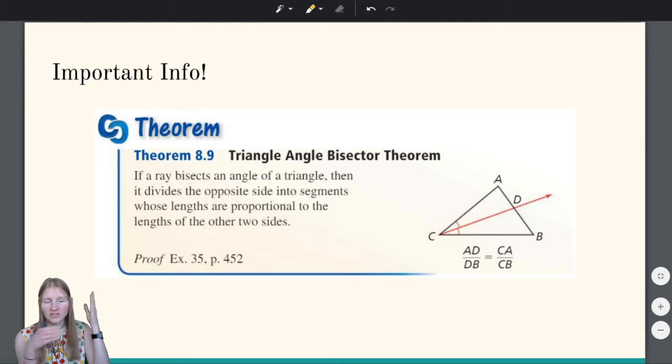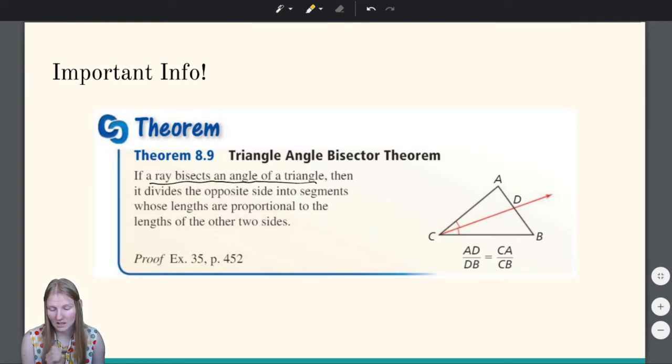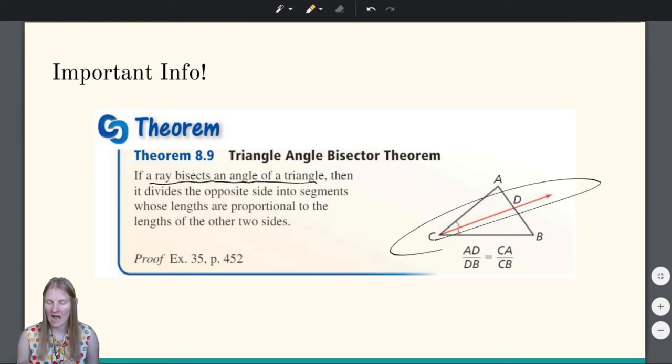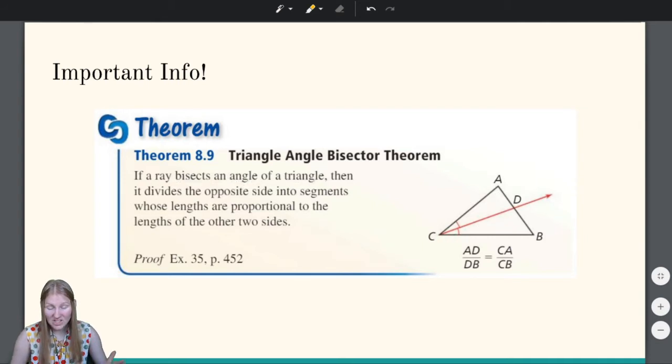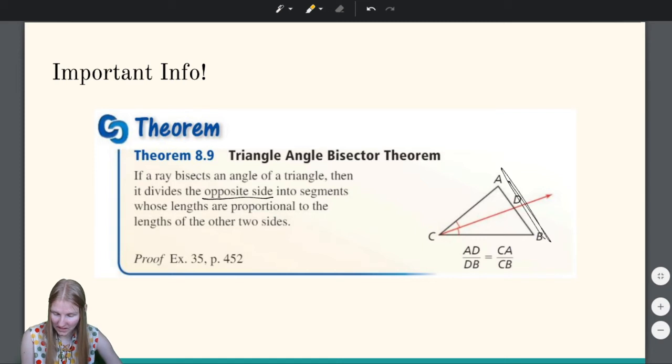The second theorem was none other than the Triangle Angle Bisector Theorem. This theorem says, if a ray bisects an angle of a triangle, so if we have this red angle bisector here, then it divides the opposite side, so that's side AB. It divides it into segments, so segment AD and segment DB, whose lengths are proportional to the lengths of the other two sides.